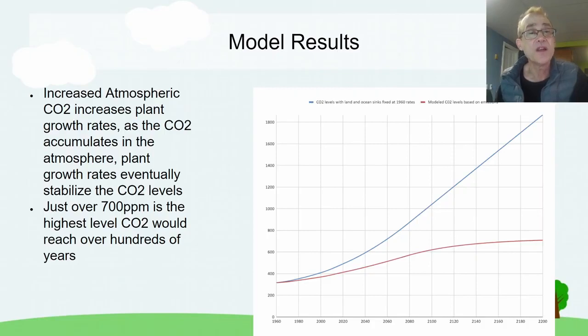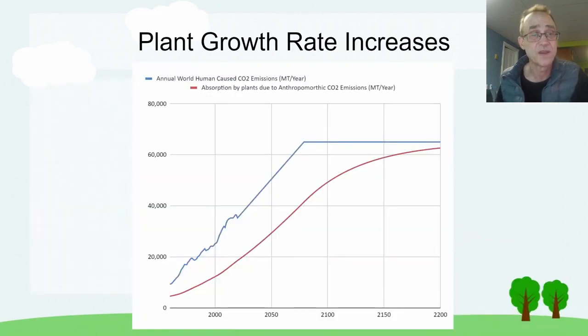Increased atmospheric carbon dioxide increases plant growth rates. As the carbon dioxide levels increase in the atmosphere, plant growth rates increase and eventually stabilize the carbon dioxide emissions. From the data that made the previous slide, I calculated annual plant growth rates, or carbon dioxide absorption rates caused by human emissions. When we increase carbon dioxide emissions, the atmospheric levels increase. Increased atmospheric levels increases plant growth rates, which increases the rates that plants use the carbon dioxide that we are adding to the atmosphere.